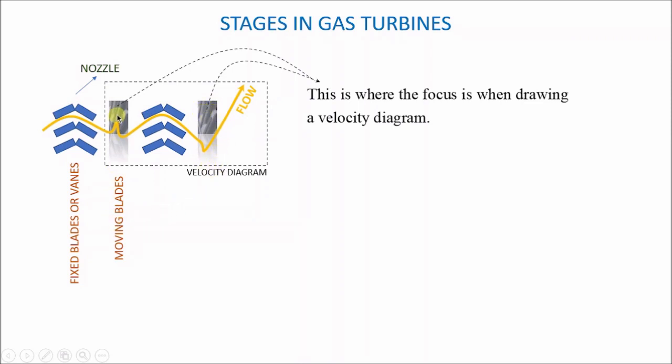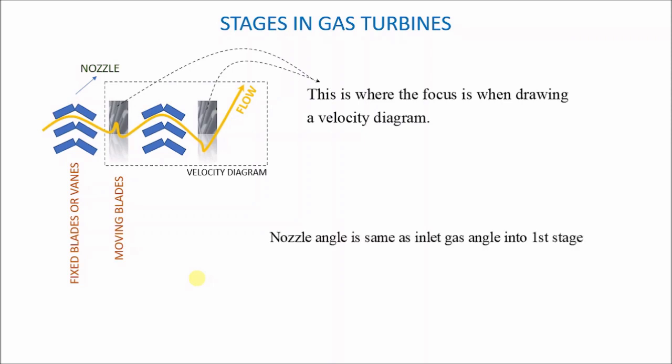So the first row of moving blades will help you draw the first stage velocity diagram, and the second row of moving blades will help you draw the second stage velocity diagram. But in between them, you also have a row of fixed blades which may affect the conditions of the gas before it gets to the second stage. Really important. So now when you look at that picture, you can make certain observations.